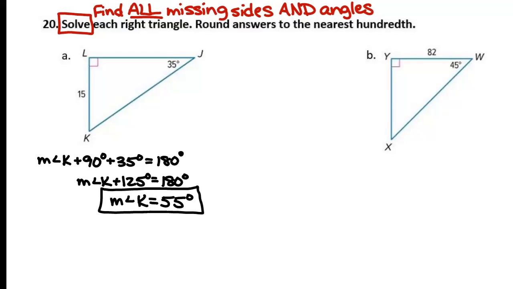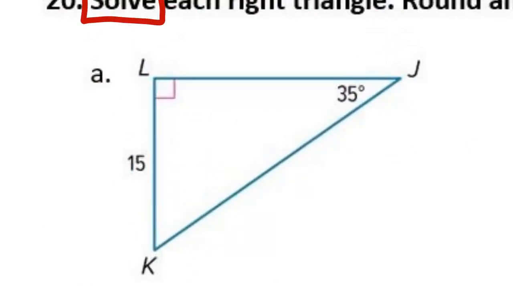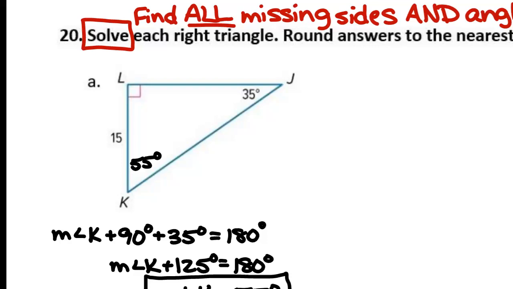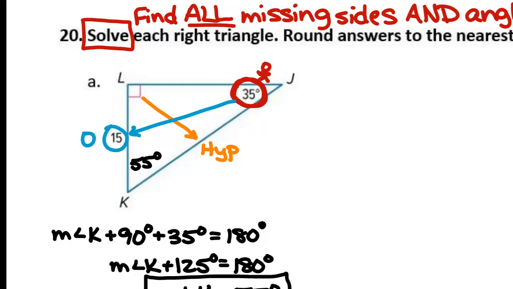Then we have two missing sides that we need to find. We need to find LJ, and we need to find KJ. Which one do you guys want to find first? KJ sounds good. That is our hypotenuse. We're going to stand at the angle that they gave us, this 35-degree angle. So the opposite side would be this 15 over here. And LJ is my adjacent side.